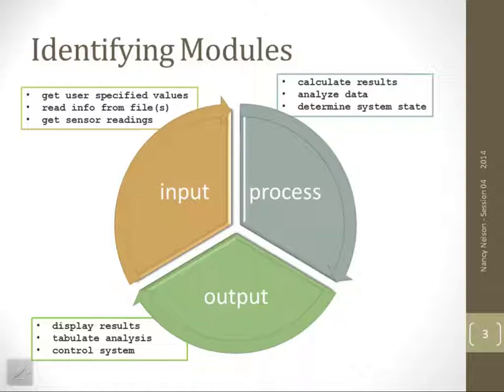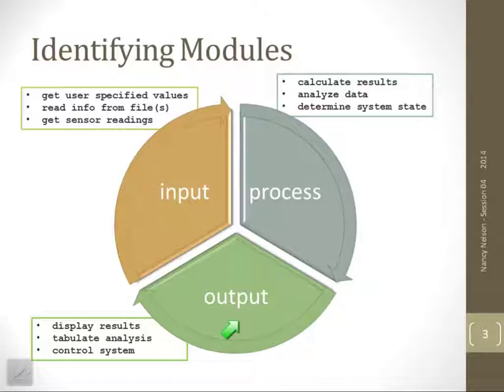Every program has its own unique set of modules or functions, but generally we can break them into three groups. The first are input functions. These are ones that, as we can see up here, would get input from a user, read input from files, or possibly get information from external devices such as sensors. The second type of function are ones that process information. So we might be doing some calculations with the user input values. We might be analyzing some data, or we might be figuring out how a system is behaving.